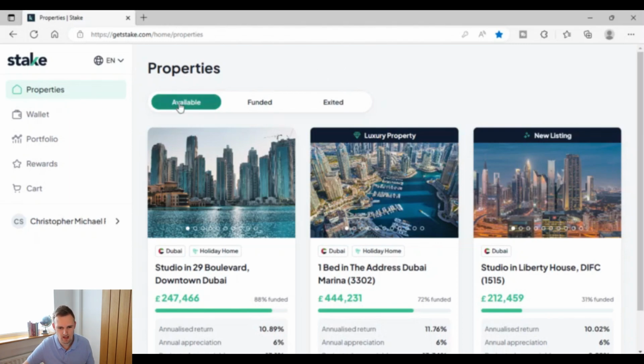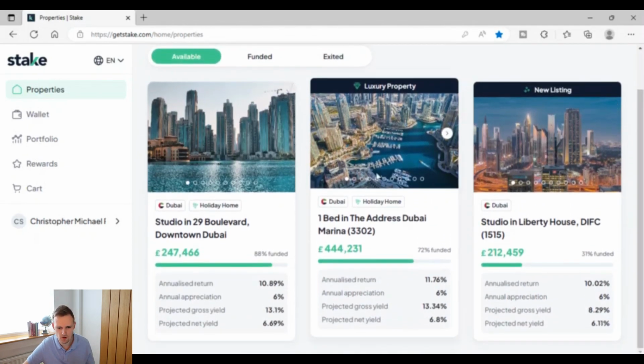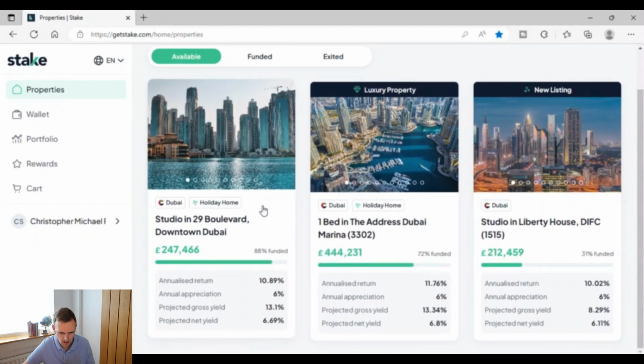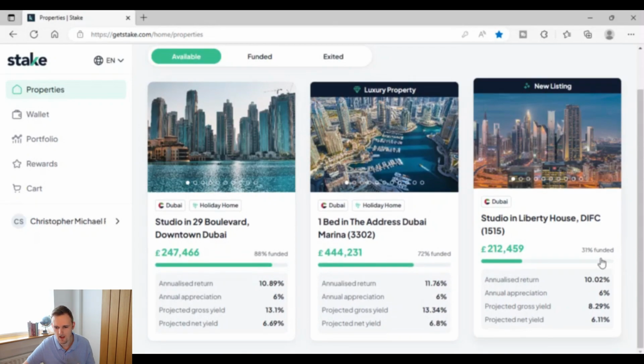So you've got the available tab, funded and exited. So obviously it should go without saying, available are properties that are available to invest in at the moment. So there's currently 3 available. You can see the first one here has 88% funded already, the second one at 72%, and the third one here is at 31% funded.